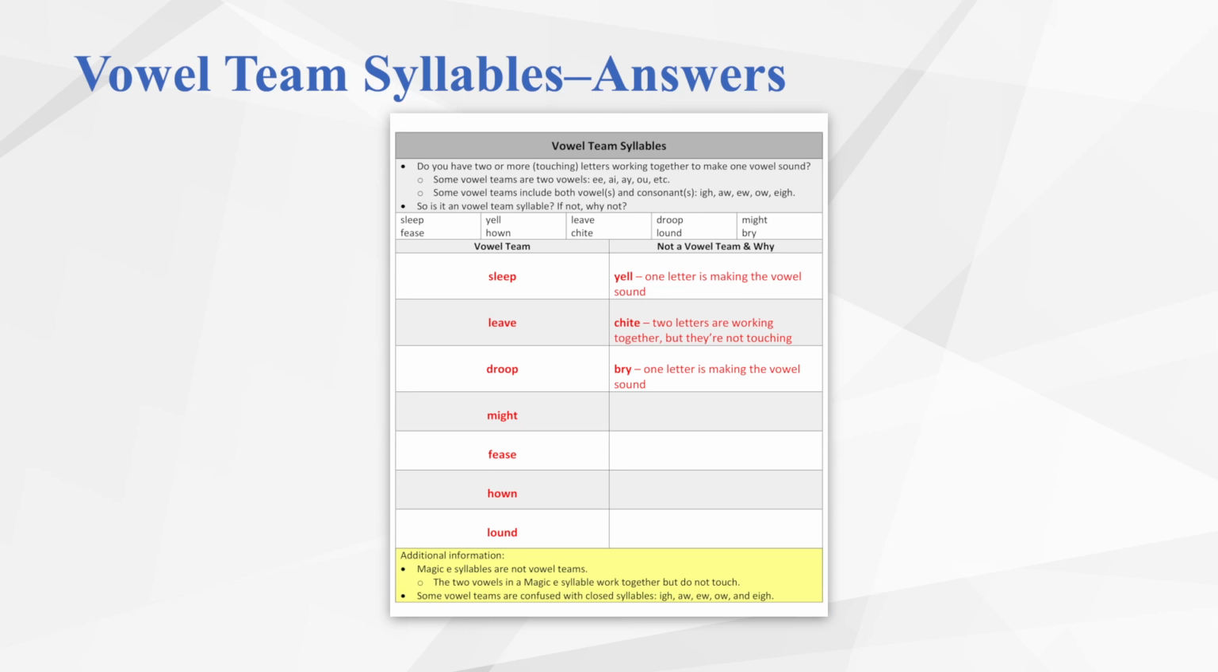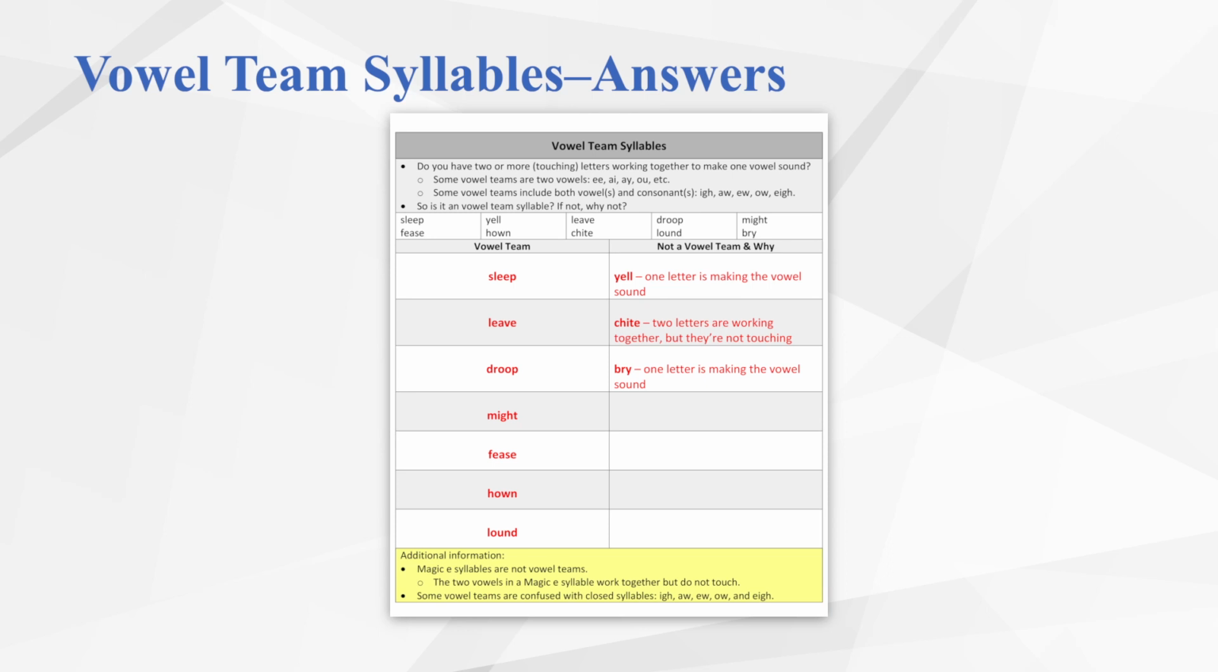Let's think about why that E is at the end. Every time we see the letter V, we remember the rule that no English words end in V, always followed by a silent E. So that E there at the end has nothing to do with the vowel team in the word. It's only there because we can't let that word end with a V by itself. All right, let's continue. We have droop, might, and fees.